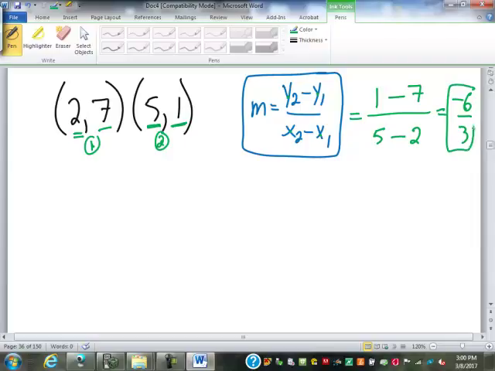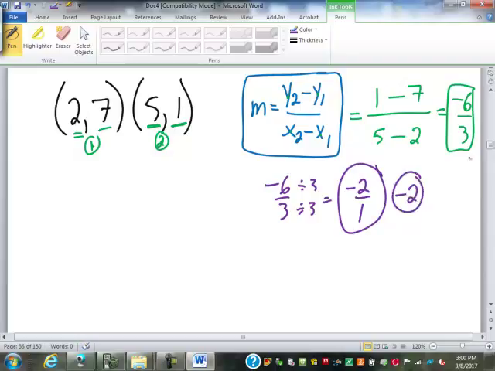Well, negative 6 over 3 is going to simplify. Both of those divide by 3 and give me a negative 2 over 1. You could list it as negative 2 over 1, or if you wanted to just list it as a negative 2, that's also acceptable.